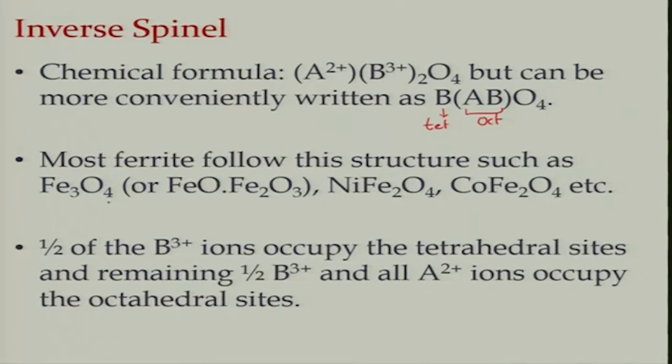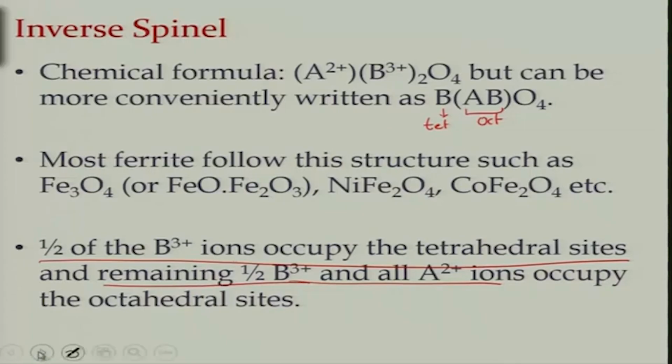So iron oxide, which is Fe3O4, nickel ferrite, cobalt ferrite, etc., they all follow this inverse spinel structure. And all of these ions you can see, nickel, iron, cobalt, they all have magnetic moments. So depending upon their distribution in these tetrahedral and octahedral sites, they carry certain magnetic moment. Which is outside the scope of this lecture, but it's an interesting exercise to do for you. So essentially here half of the B ions occupy the tetrahedral sites and remaining B and all of the A occupy the octahedral sites. This is how the inverse spinel structure is.